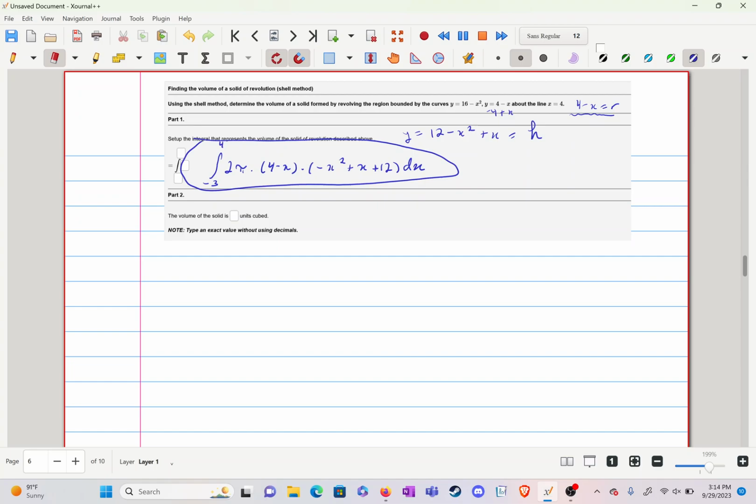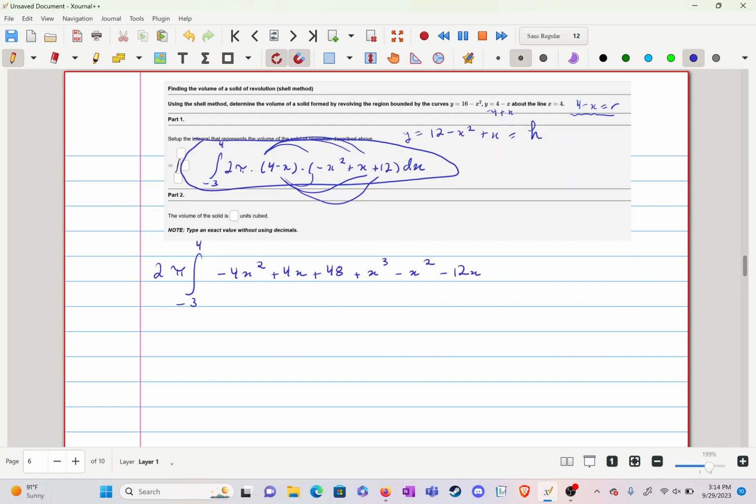But first, let's FOIL this all out. It's going to be a while. Type an exact value without using decimals. Okay, so let's get that 2 pi out in front. -3, 4. Now let's multiply 4 by everything. We have -4x squared, plus 4x, and plus 48. Boom. -x squared to everything. Positive x cubed, -x squared, -12x.